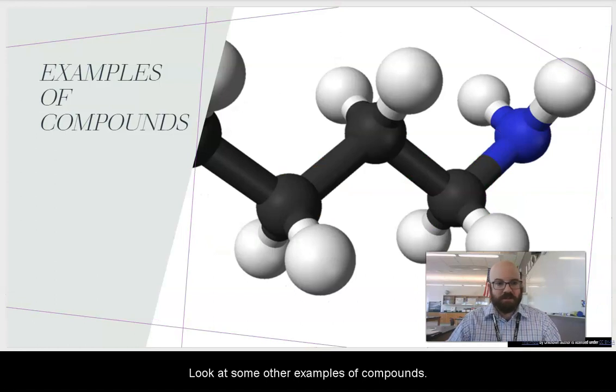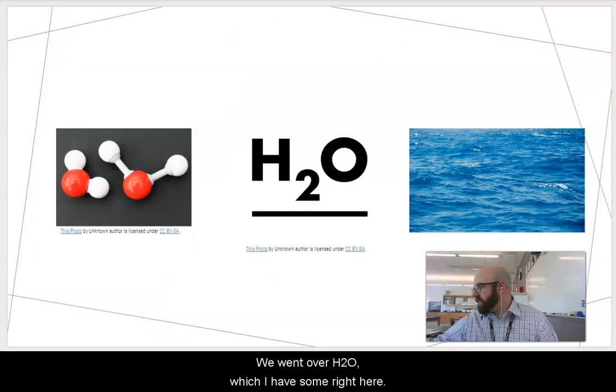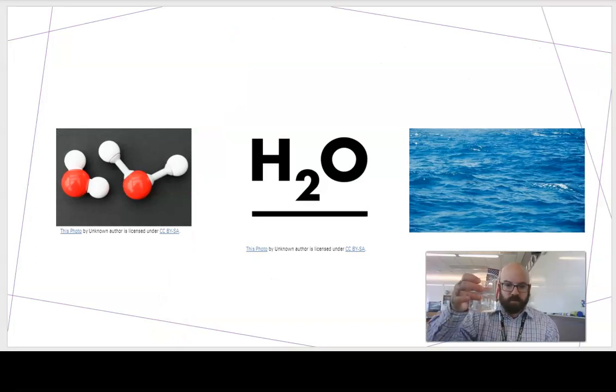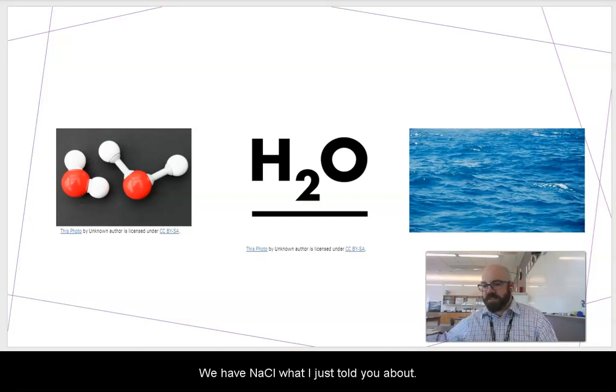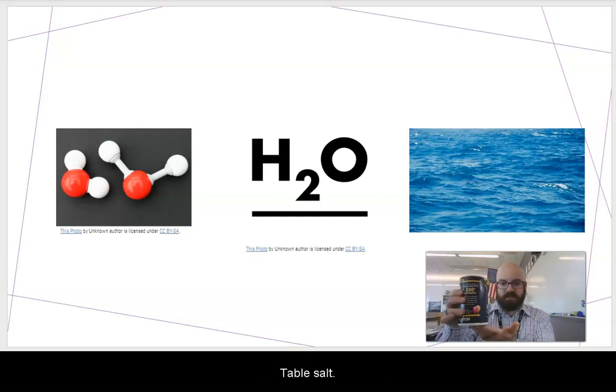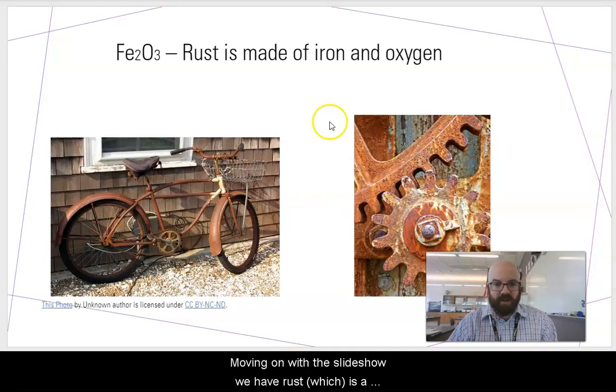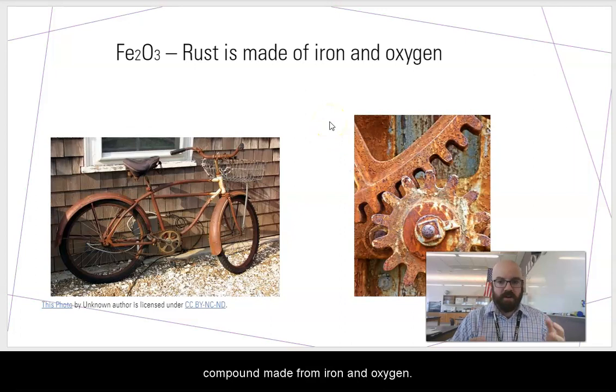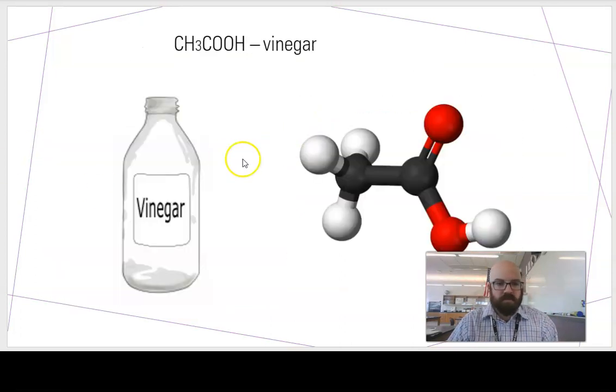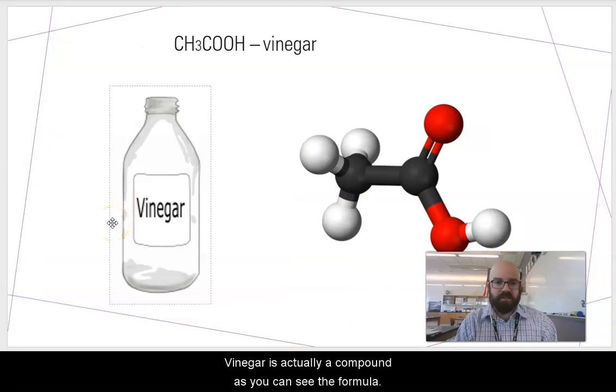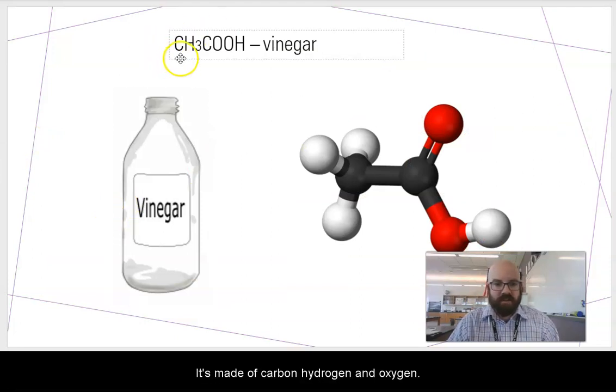Let's look at some other examples of compounds. We went over H2O, which I have some right here. Water. We have NaCl, which I just told you about. Table salt. Moving on with the slideshow, we have rust is a compound made from iron and oxygen. Vinegar is actually a compound. As you can see the formula, it's made of carbon, hydrogen, and oxygen.